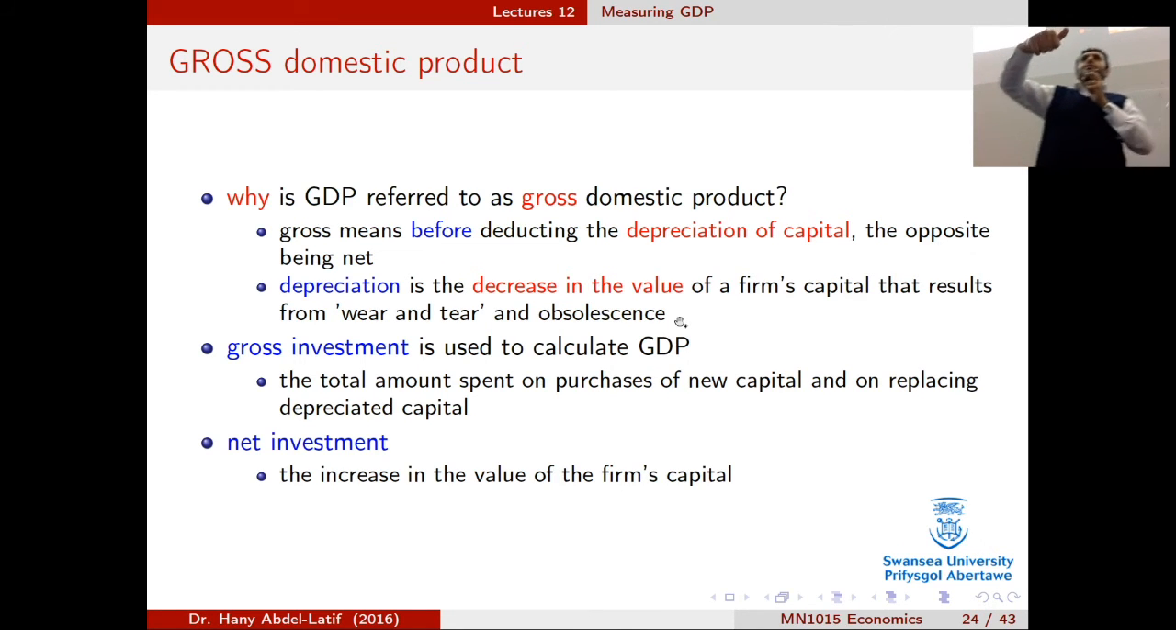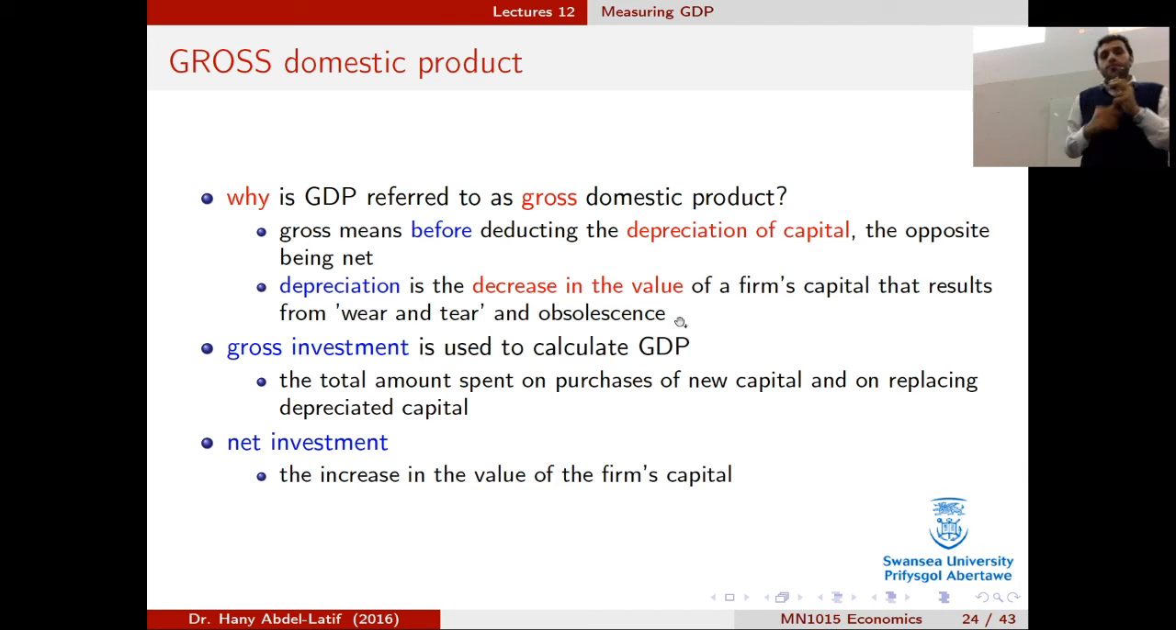One more thing to explain about the gross domestic product, GDP. We know why it is domestic. Why is it domestic product? Exactly, because it's produced within the country. So that's why it is domestic. Now let's look at why it is gross. As I said, we have three ways to measure it: output, expenditure, and income approach. We explained this using the circular flow diagram with four sectors.